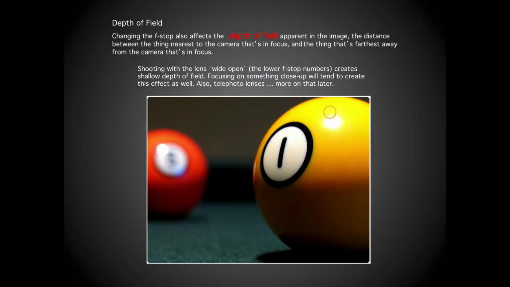Why do you want to have control over the light passing through the lens? Well, you want to control it because you're shooting in different types of lighting, different amounts of lighting. That's one reason. Another reason is what I have highlighted here, depth of field. Changing the f-stop also affects the depth of field apparent in the image. The distance between the thing nearest to the camera that's in focus and the thing that's farthest away from the camera that's in focus. That's my simple definition of depth of field. Depth of field is the distance between the closest thing in focus and the furthest thing in focus.